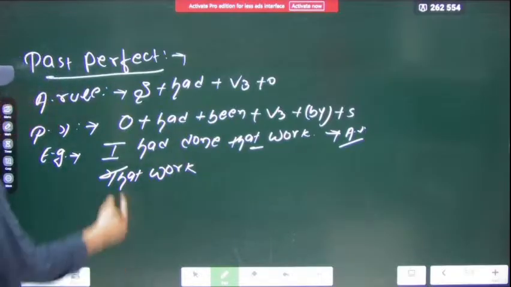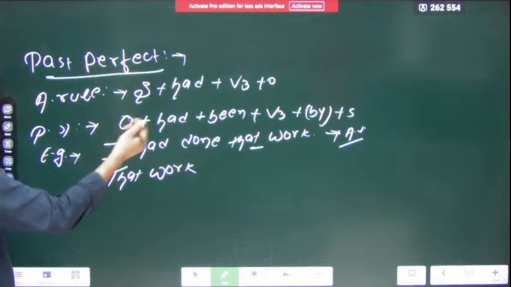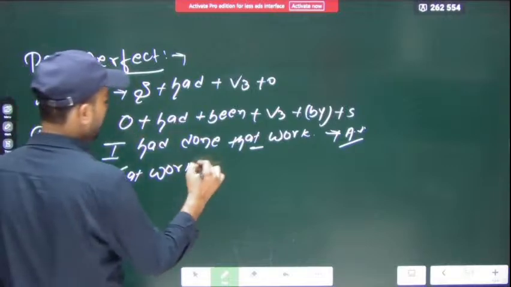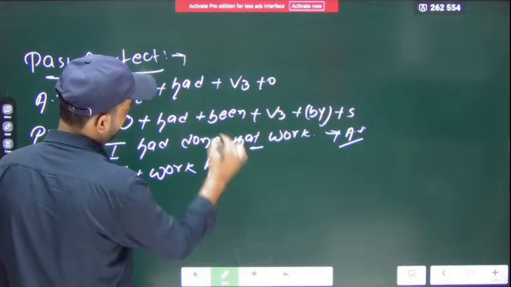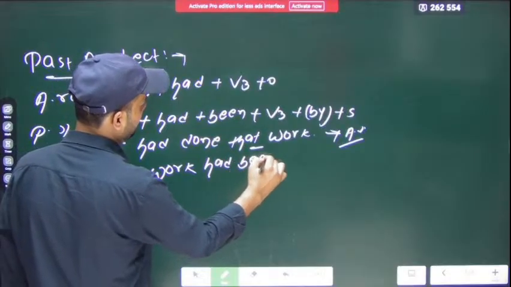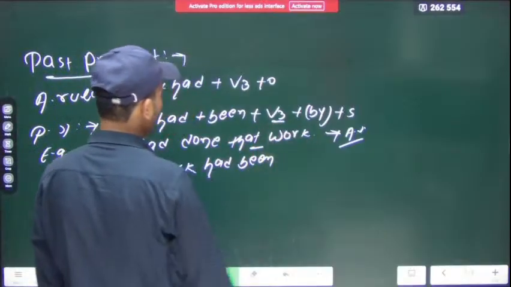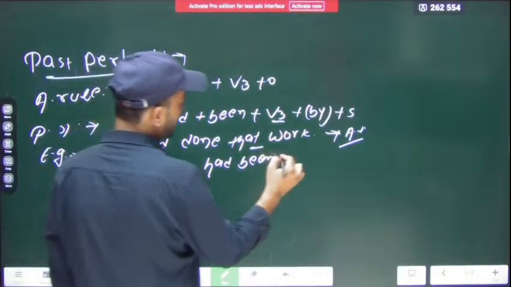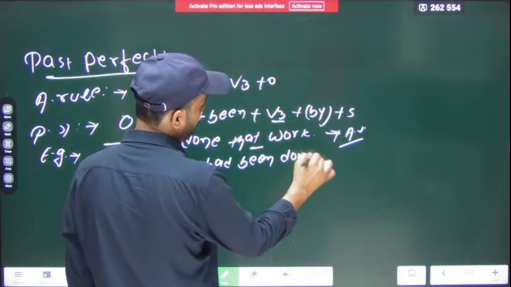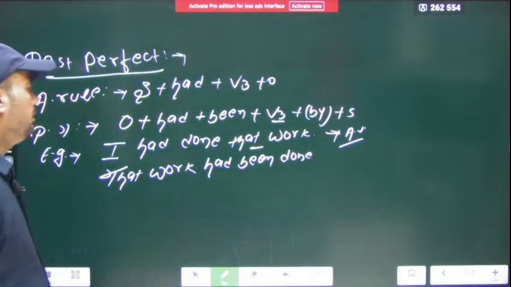After the object we have to write had, which is a helping verb. After the helping verb we will write been. That walk had been. After been we have to take verb 3. What is the verb here? Done. Done is already the third form: do, did, done. The work had been done.